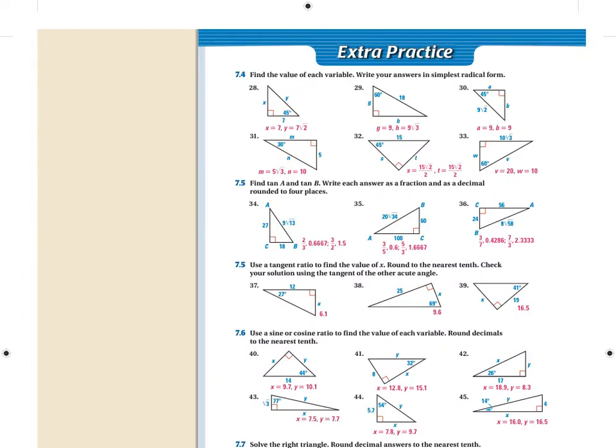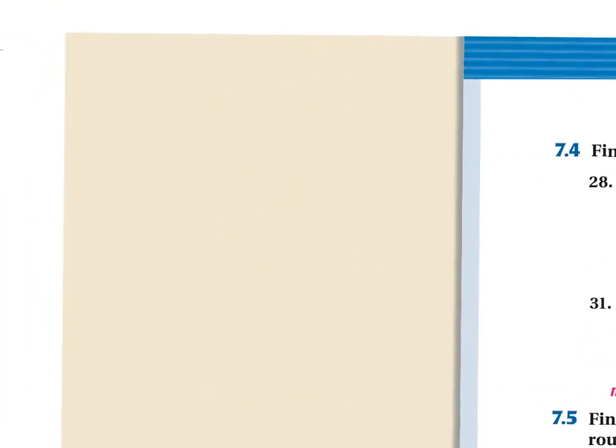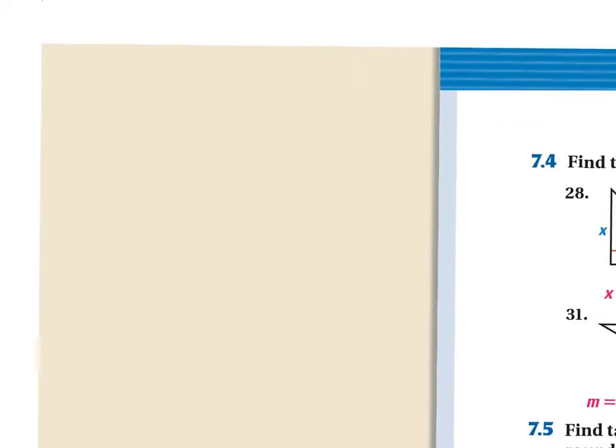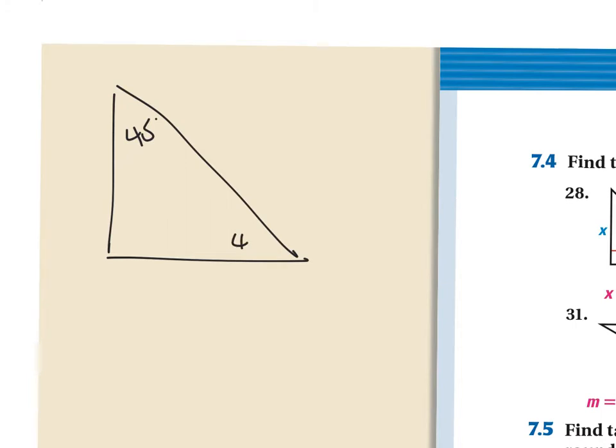All right, 7.4 started your special right triangles. There's two special right triangles, 45, 45, 90 and 30, 60, 90. So in 26, let's start with the 45, 45, 90 triangle, which would be an isosceles right triangle. The side lengths have the relationship of A, A, and A root 2.